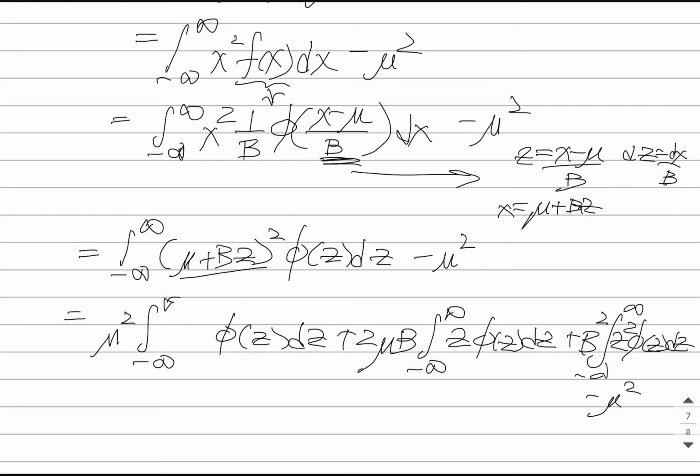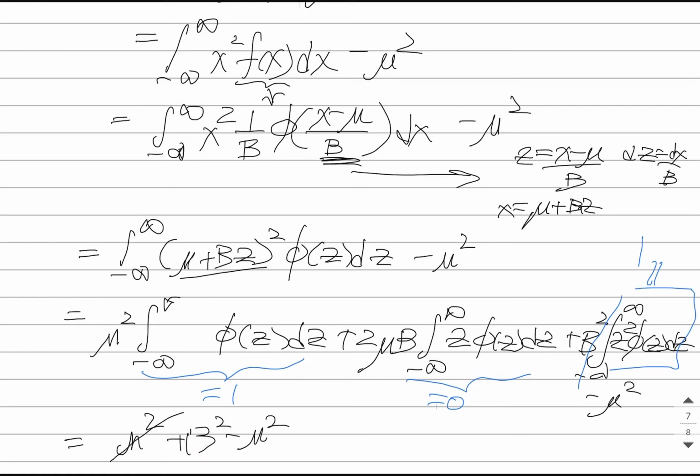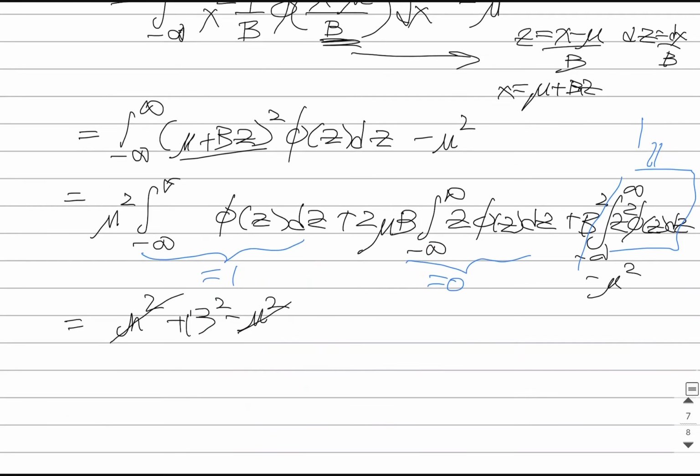A lot of the results from before will apply. This is 1 because it's the density. This will be 0 because of the expected value of the standard normal. And if we look back at the variance of a standard normal, this result will give us a 1. So what we end up with is a mu squared plus b squared minus mu squared. And so we just end up with a b squared.